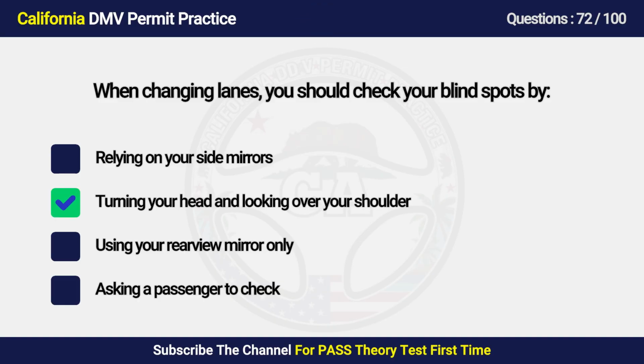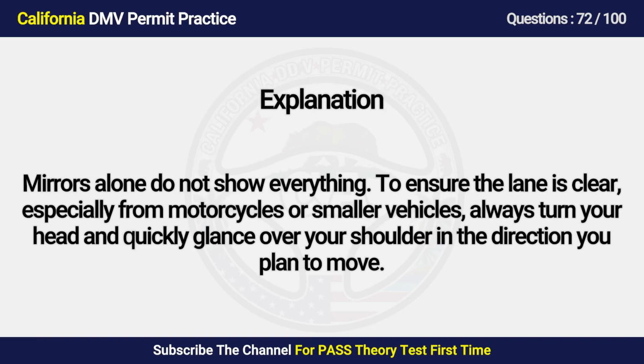Answer is B, turning your head and looking over your shoulder. Mirrors alone do not show everything. To ensure the lane is clear, especially from motorcycles or smaller vehicles, always turn your head and quickly glance over your shoulder in the direction you plan to move.